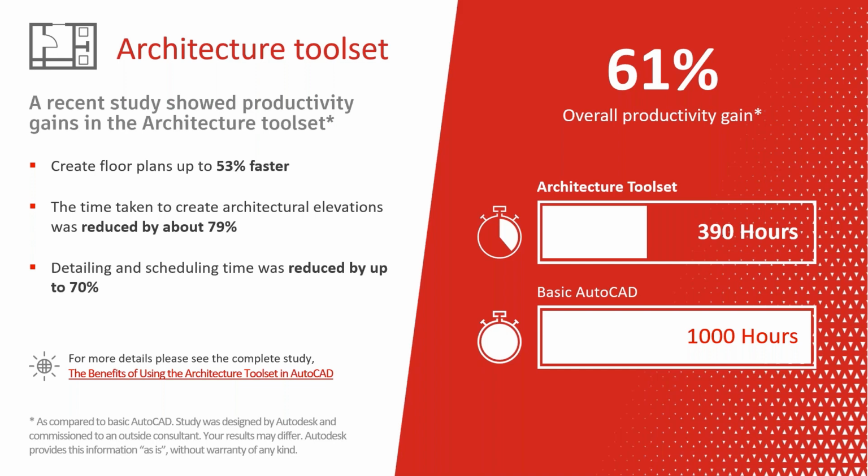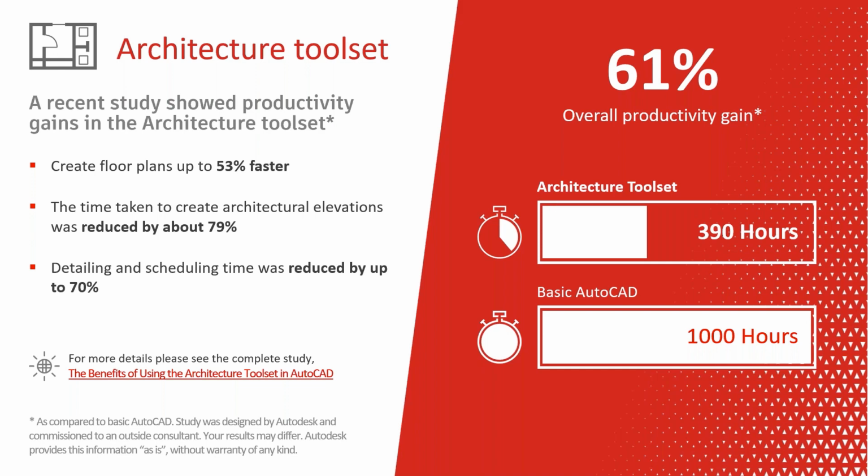However, looking at the bullet points there, when you're working with the architecture toolset, you're going to be able to create floor plans up to 53% faster. And the time taken to create something like an architectural elevation was reduced by about 79%. And detailing and scheduling, that really odious task that you always have on projects, can be reduced by up to 70%. Now, I'm sure that's things that you all want within your projects. And as it says there, for more details about that, you can refer to the complete study, which is called The Benefits of Using the Architecture Toolset in AutoCAD.